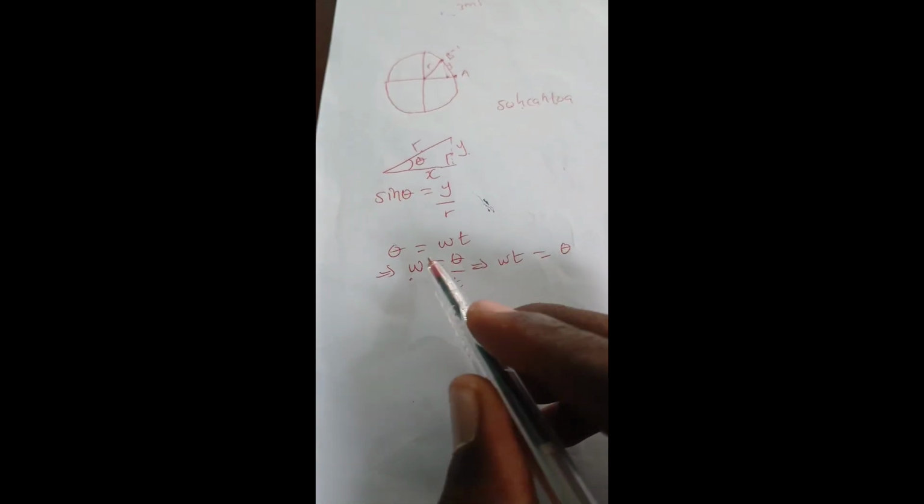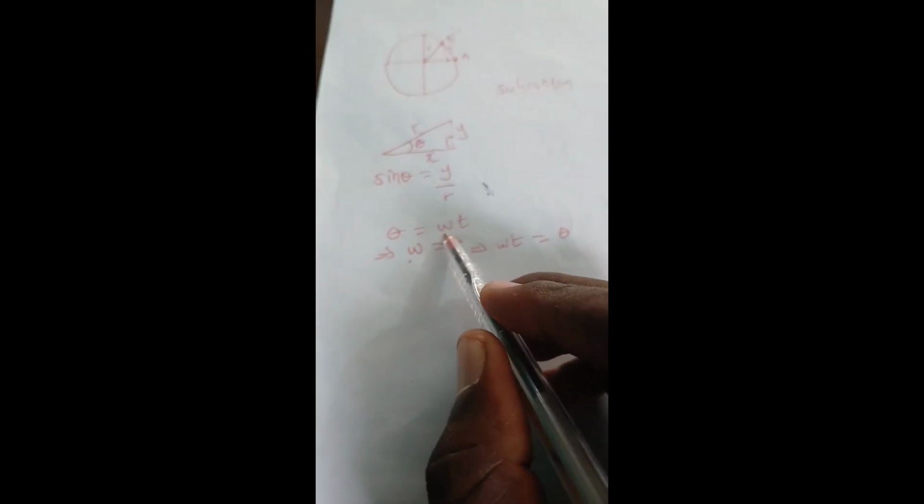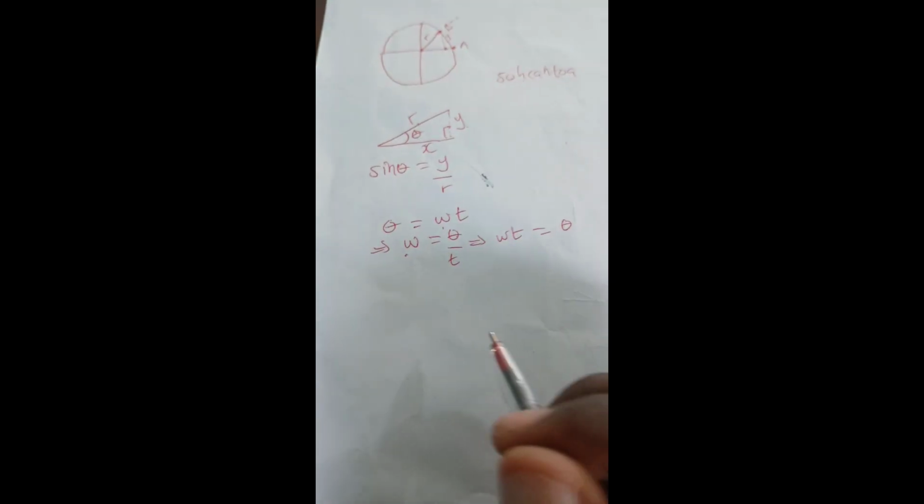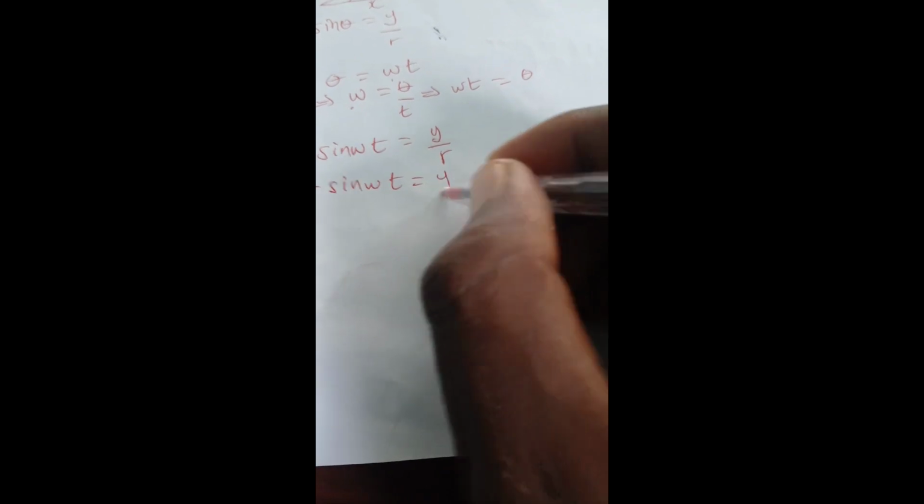Okay, so when we have it like this, it means that omega t over here can replace theta over there. So we have sine omega t is equal to y over r. So we can make y the subject by sending the r here. So we have r sine omega t is equal to y.